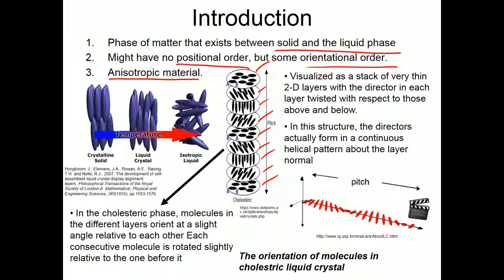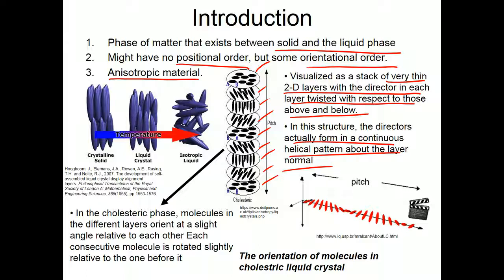So, this is visualized as a stack of very thin 2D layers, with the director in each layer twisted with respect to the one that is above and below, right. So, it is like a 2D stack of many layers, where the first layer is slightly twisted with respect to the one at the top and at the bottom, right. That is the most important part if you look at it. So, in this structure, the directors actually form a continuous helical pattern, which is called the pitch.